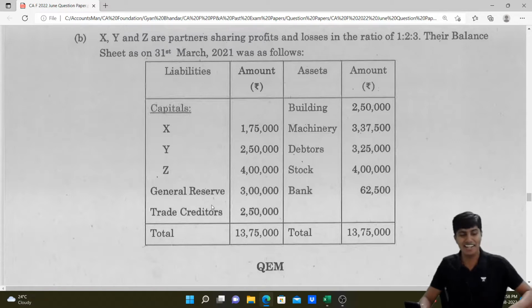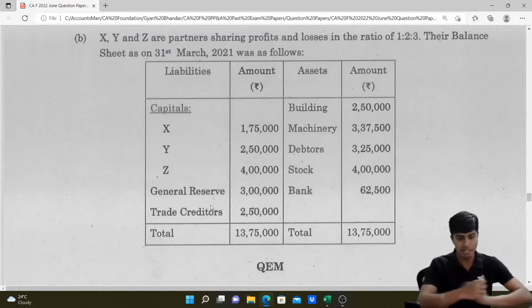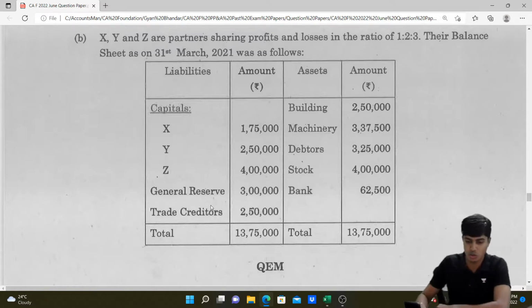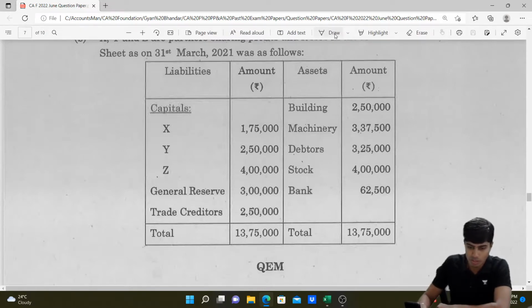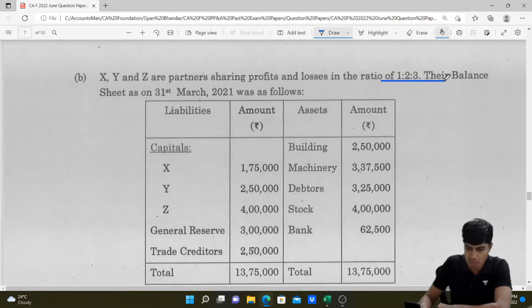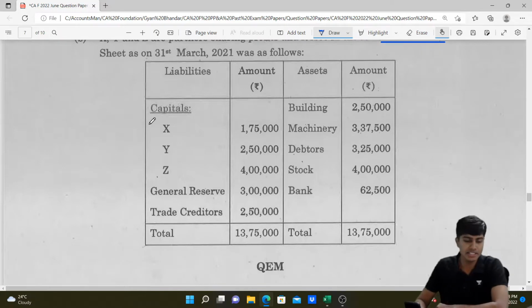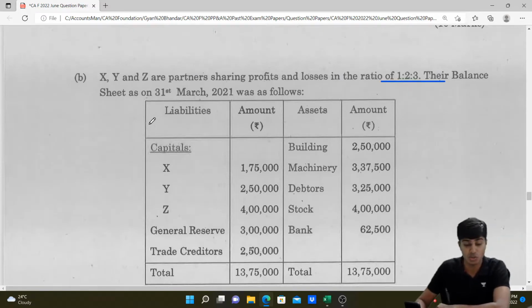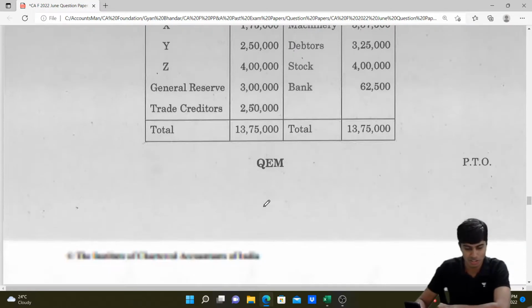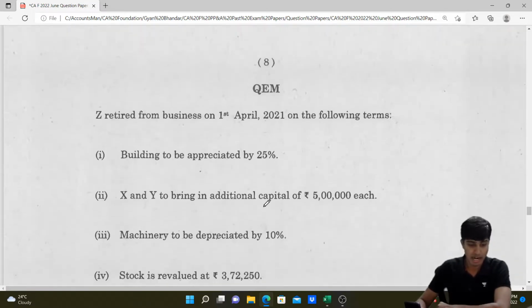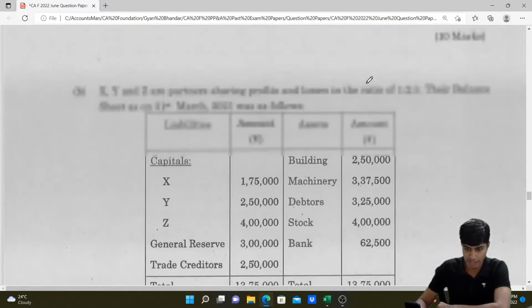Come on, let's start reading the question. X, Y, and Z are partners sharing profits and losses in the ratio 1:2:3. Very good. So this is their profit sharing ratio. Their balance sheet as on 31st of March 2021 is as follows. It's a very small, sweet balance sheet down here. And Z retired. Who retired? Z.